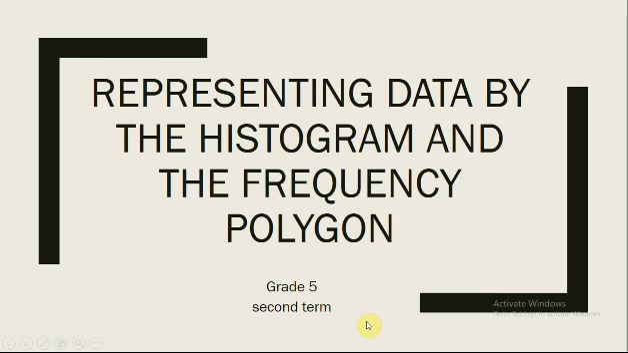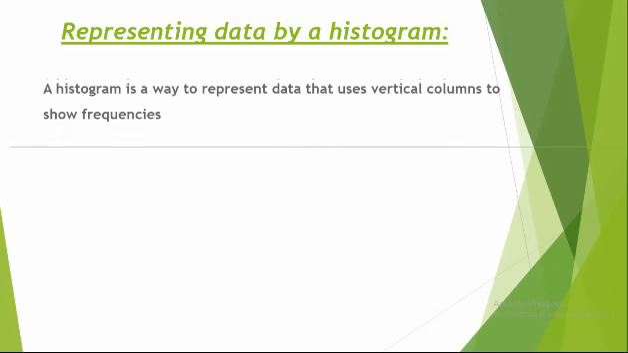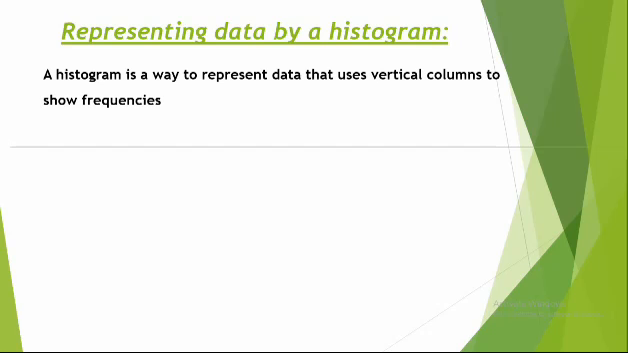Today we are going to continue our math lessons, and today's lesson is representing data by the histogram and the frequency polygon. Let's take the histogram at the beginning. What is the histogram? A histogram is a way to represent data that uses vertical columns to show frequencies. What is the meaning of frequencies? Frequencies means how many times each score occurs.